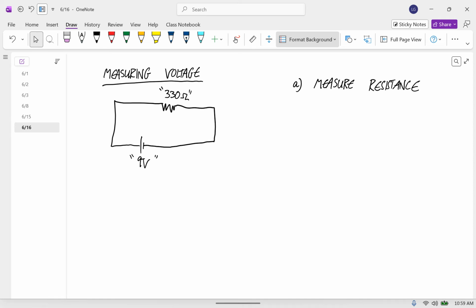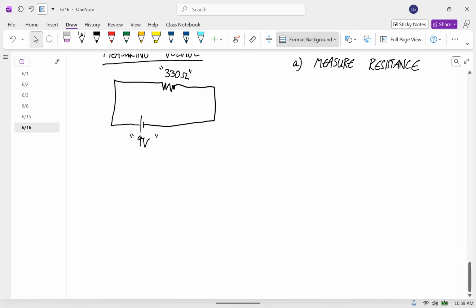Do you want to try doing this before I write anything up here? See if you can put this circuit together, and then I'll talk about what to do with the multimeter.